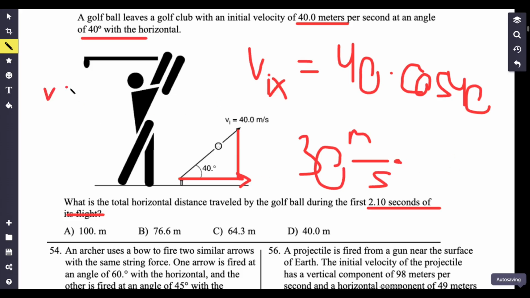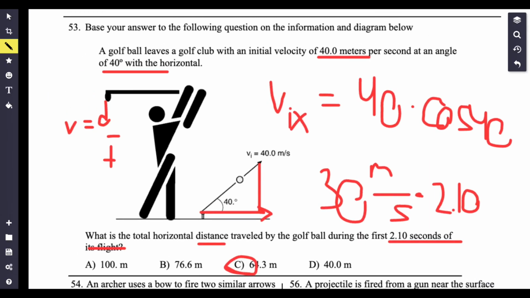Remember that velocity is equal to displacement over time. So to find out the displacement, or the distance in this case, velocity times time. So velocity times this time. And I get 63, which is approximately C for number 53.